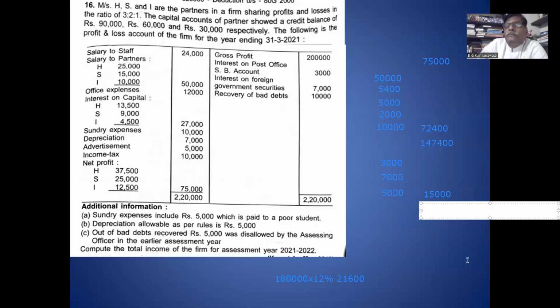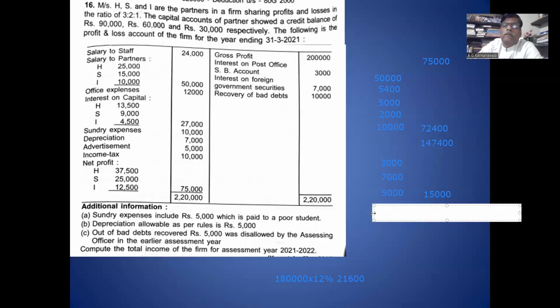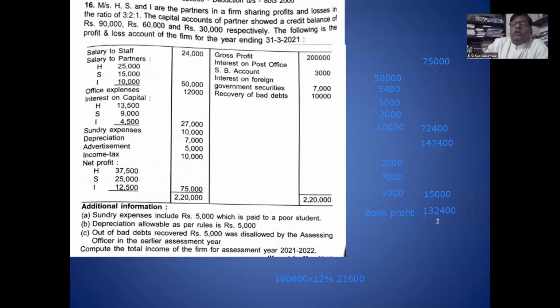what is the remaining balance? 1,32,400. 1,32,400 is called book profit. Am I right? Book profit. In this book profit, you have to give working partner remuneration according to section 40B.